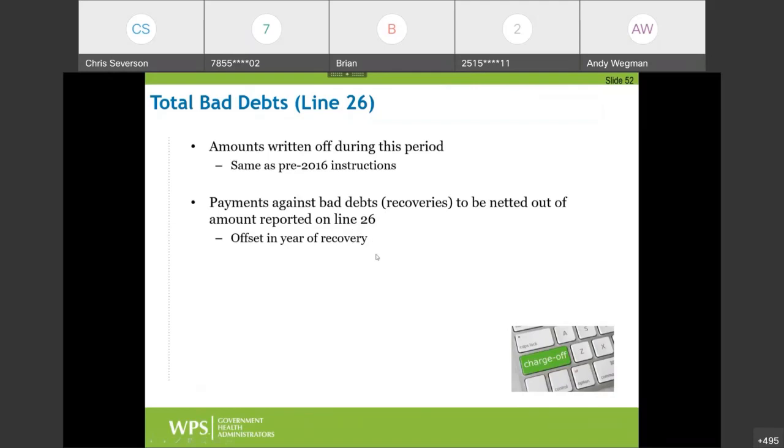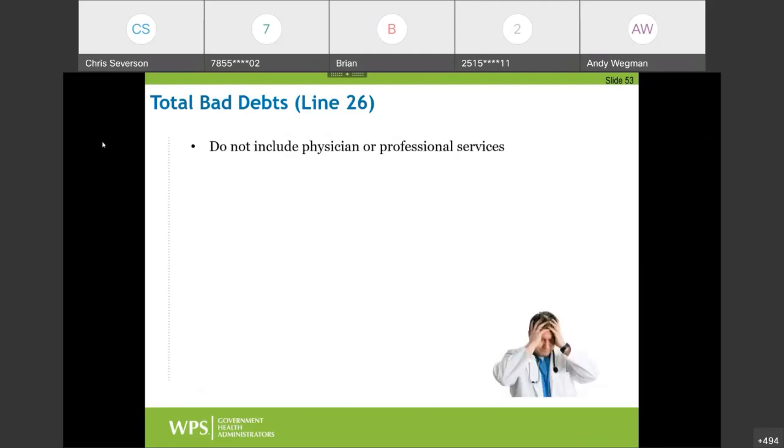So if it was a current year payment, you wrote it off as bad debt January 31st, they ended up paying a few months later, same year, then of course, just like the charity care, it's already netted out. There's no separate line for payments under bad debts, but it would be netted out from the line 26 bad debt. But let's say you made a recovery this year against a bad debt from last year. We're not going to go back and correct last year's amount. We're going to offset it against this current year's bad debts, just like we do for Medicare bad debts. Another reminder, no physician or professional services.